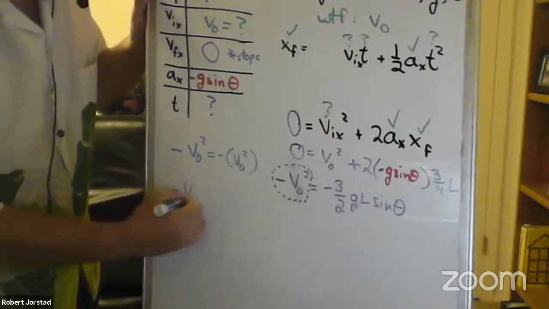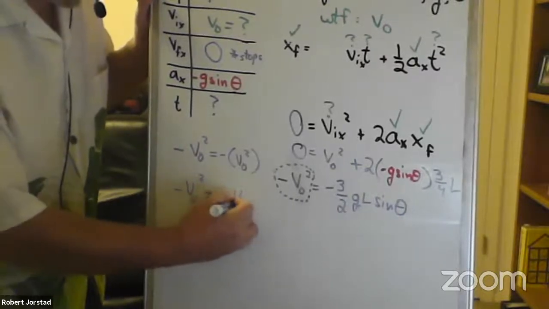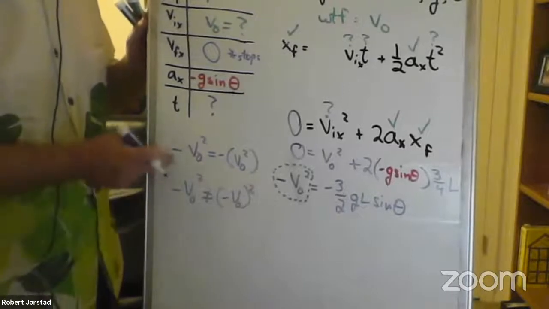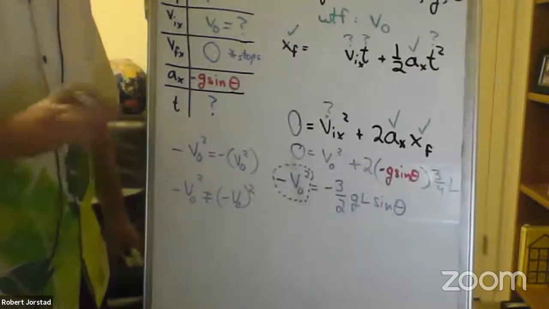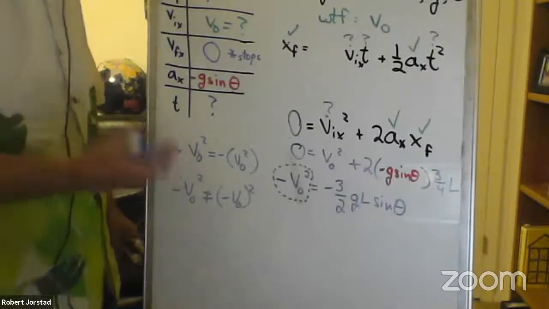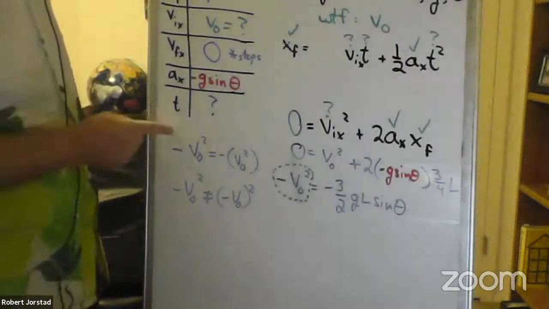Negative V0 squared is not equal to negative V0 squared. Right? So this is true. This is not. It shows up a lot, and if you're in a hurry, you might forget that. You probably know this already. I'm just trying to warn you, that's a common mistake. Remember that you can do this. You cannot do that.